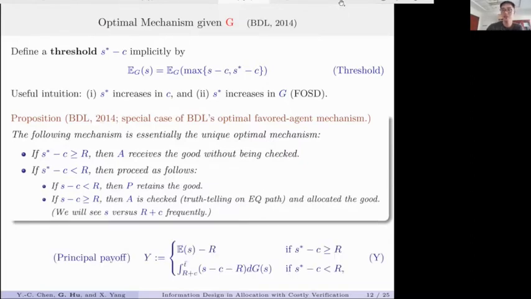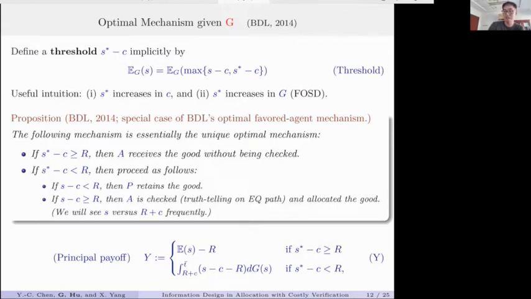Here is the payoff calculated from this optimal mechanism. If the threshold is so high, S star minus C is greater than R, then the agent receives the good without being checked, which means that the principal's payoff is just the mean minus the reservation value. So this is a net payoff.